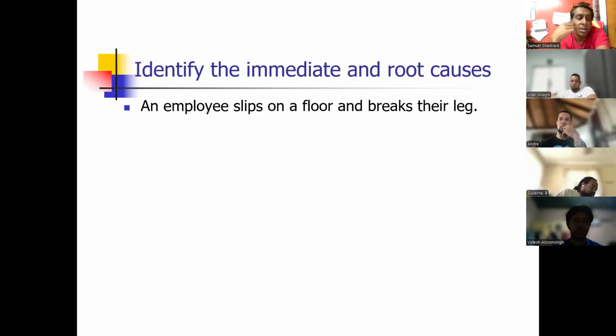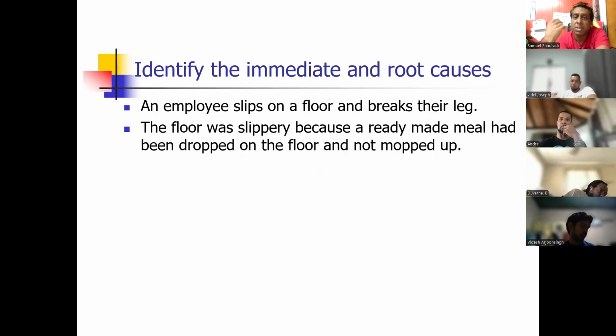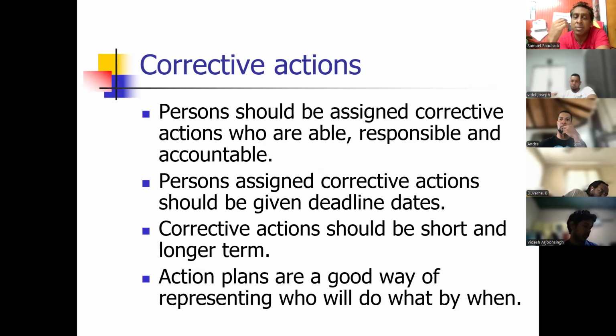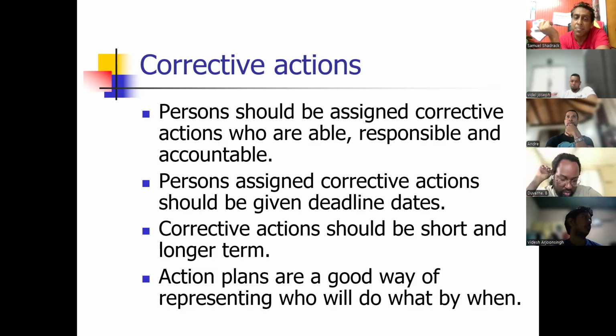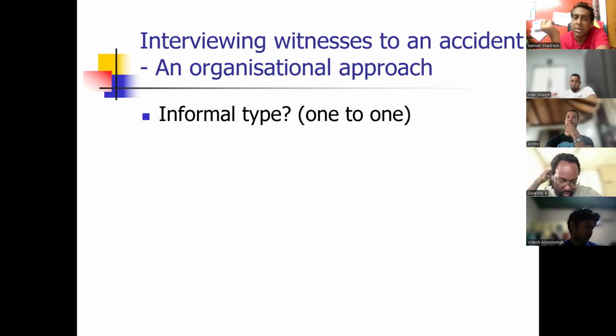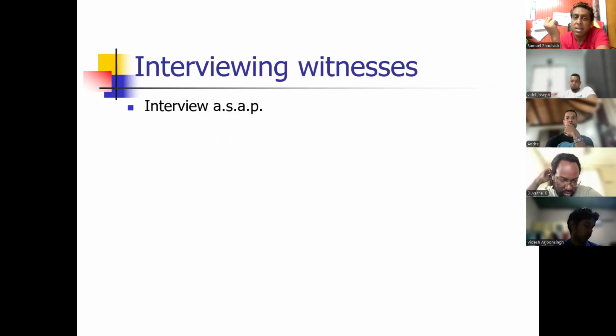Anyway, all of them go to find the immediate cause, the root cause, all of them do that, right? And to end this off, persons should be assigned. So when you find the causes, persons who are able, responsible, and accountable should be assigned corrective actions. Persons assigned corrective action should be given deadline dates. Corrective action should be short and long term. Action plans are a good way of representing who is to do what and by when, right?